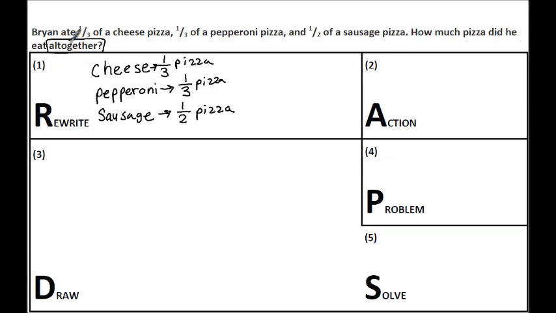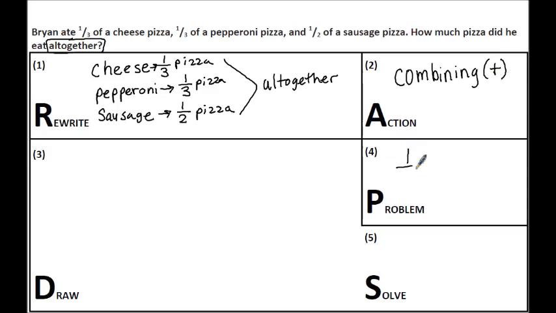So altogether means that I am going to be taking all three of those amounts, putting them together, and combining them together. So he's physically combining all of that in his stomach, and we want to know how much did he actually eat? How much is in that stomach? So the actual action that we're doing is we're combining all of that pizza that he ate. And combining is always addition. So we know that we're going to do 1/3 plus 1/3 plus another half.